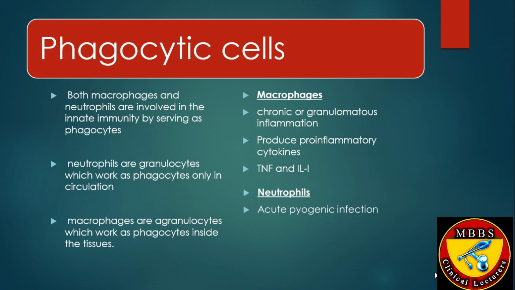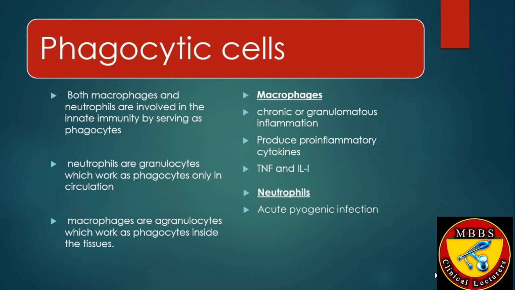Okay. Remember one thing, students, that the role of phagocytic cells is very, very important in order to get rid of any invading pathogens. There are several phagocytic cells in the body, but the most important of them are the neutrophils and the macrophages. Both macrophages and neutrophils are part of the innate immunity, and they have the responsibility of phagocytosis. The difference is that neutrophils are granulocytes, and they work as phagocytes only in the circulation, while macrophages are agranulocytes, but they have an ability to phagocytose inside the tissue. Macrophages are associated with chronic or granulomatous inflammation, and they produce pro-inflammatory cytokines.